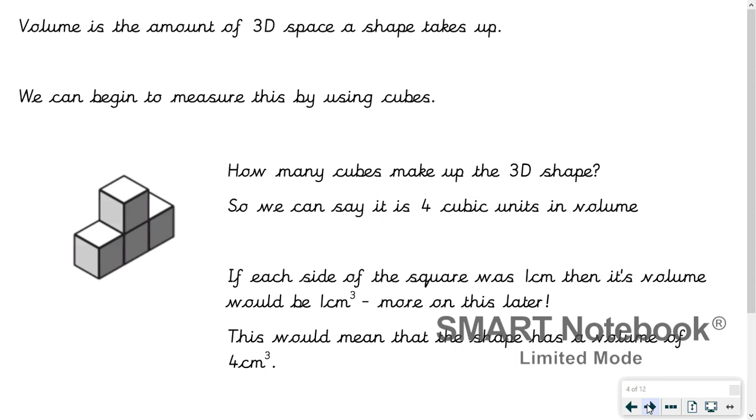So volume is the amount of 3D space a shape takes up. So we're looking at 3D shapes, it's the amount of space it takes up inside it. So we can begin to measure this by thinking about it in terms of cubes.